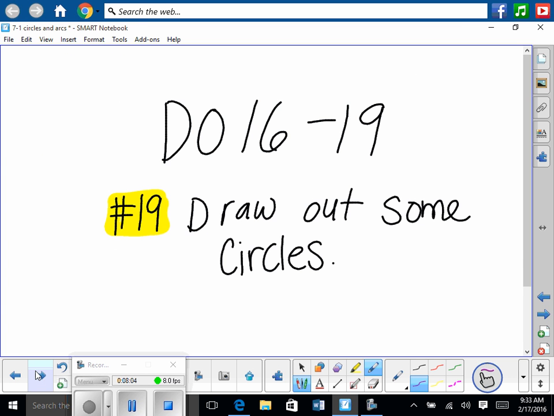Okay. Do 16 through 19. On number 19, draw out some circles. Don't just raise your hand and say, I can't do it. If you haven't tried and really thought through it, you can't ask me a question. I promise you can do 19 if you can find a circumference of a circle. So you do have the information. Draw yourself a picture. I had to draw myself some pictures.